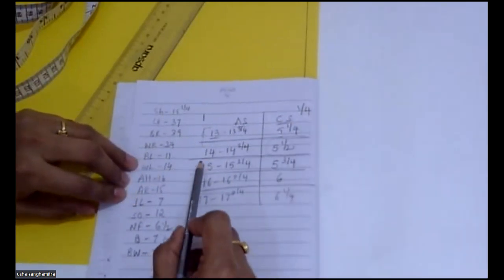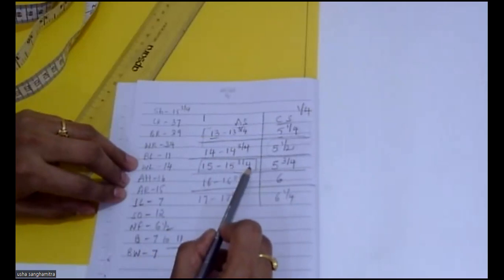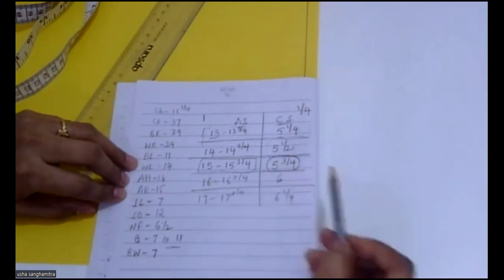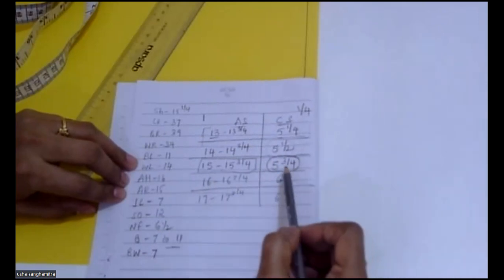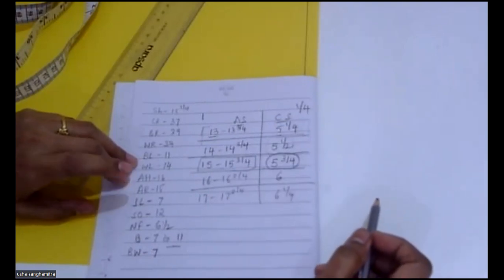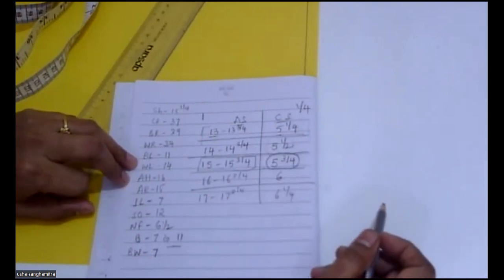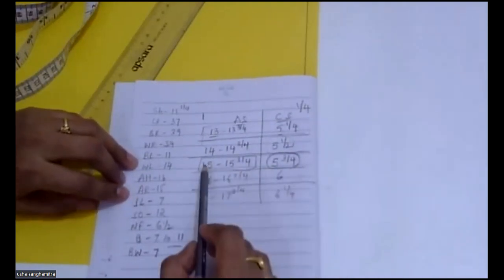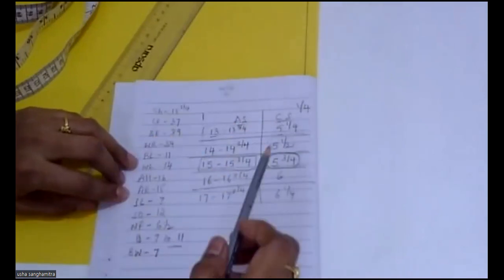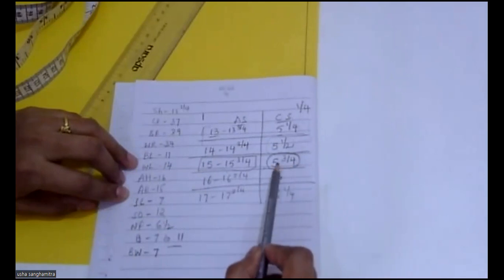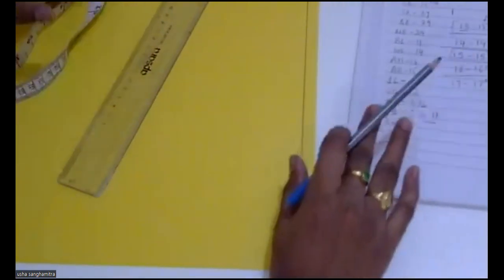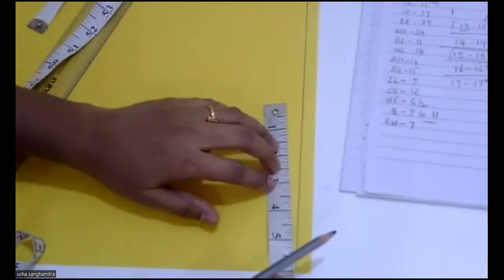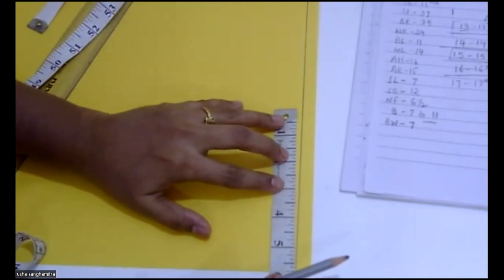So now my shoulder length is 15 and a half. So 15 to 15 3/4, it will be coming there. So I have to mark 5 3/4 as my shoulder. Understood? Any doubt here? No doubts? Okay. So whatever shoulder measurement you get, just convert that and mark that as your shoulder length. So mark that shoulder length on the reference line. So mine is 5 3/4.